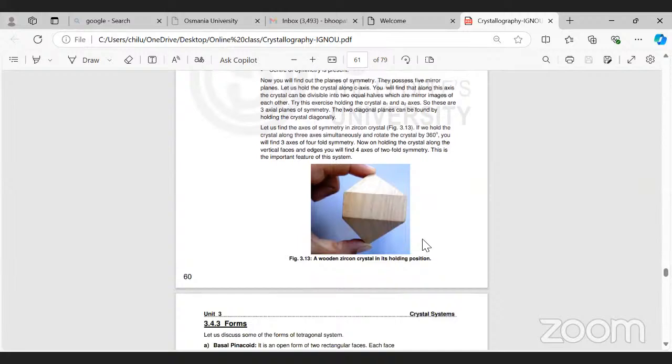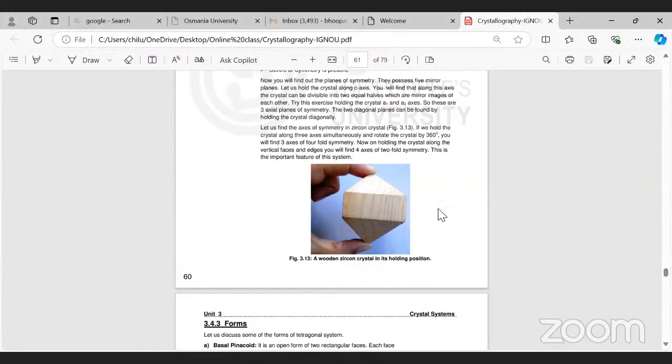You see the model here. It is a wooden type of crystal held in position. Top and bottom cones you can hold, and you can rotate it. You rotate it 360 degrees, and you'll find the three axes and four symmetrical folds.